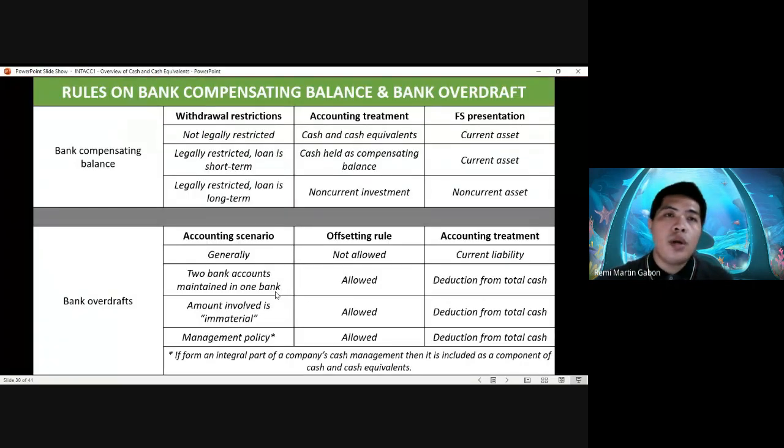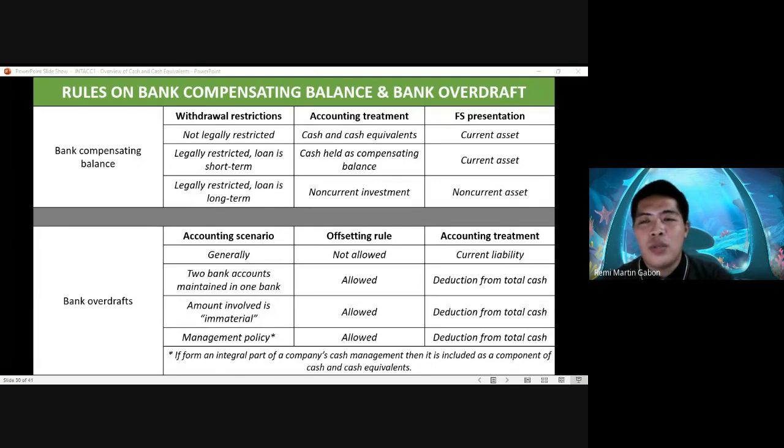So, rules on bank compensating balance and bank overdraft. So si bank compensating balance will depend sa kanyang withdrawal restriction. Okay? Usually, restrictions for the bank compensating balance are legally restricted.